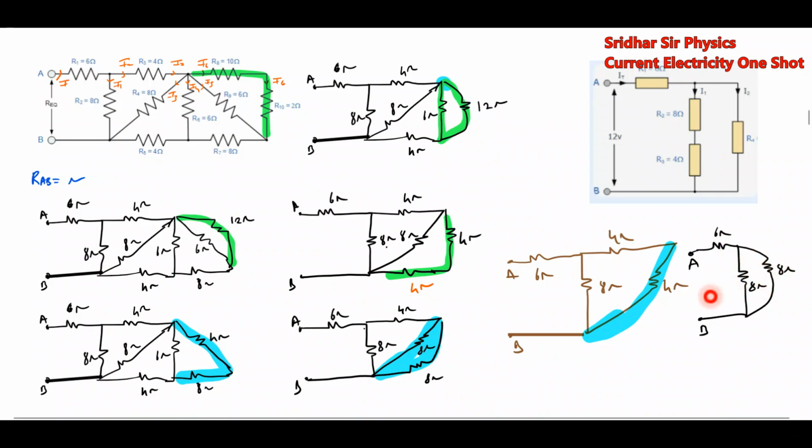These two are in parallel. Effective will be 4 ohm. 8 ohm. So this is a method of series parallel.